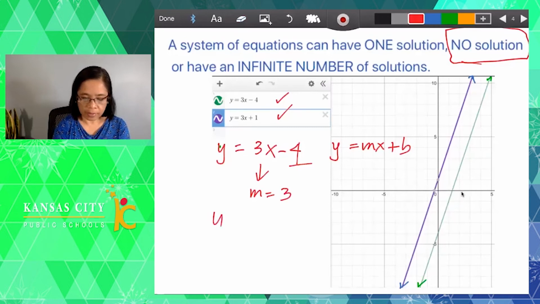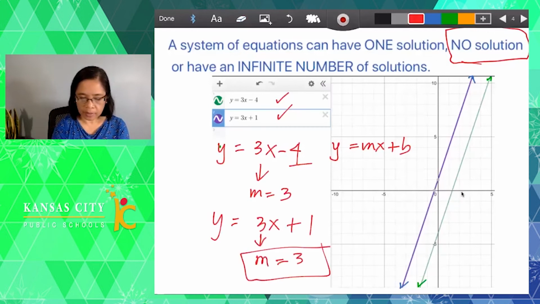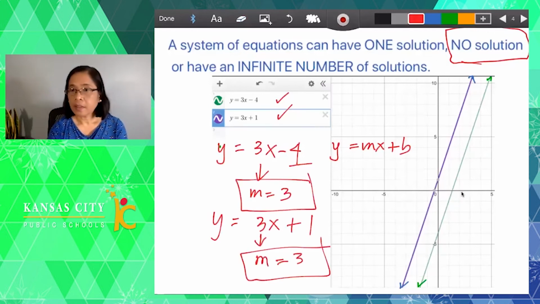If we look at the second line, y equals 3x plus 1, our slope here is also 3. So when the slopes of the two lines are the same, the lines are parallel and they will not intersect. In this case, there is no solution to the system of equations.